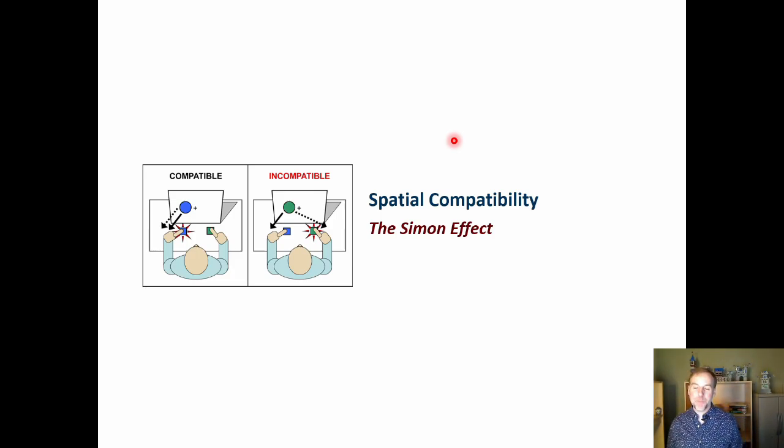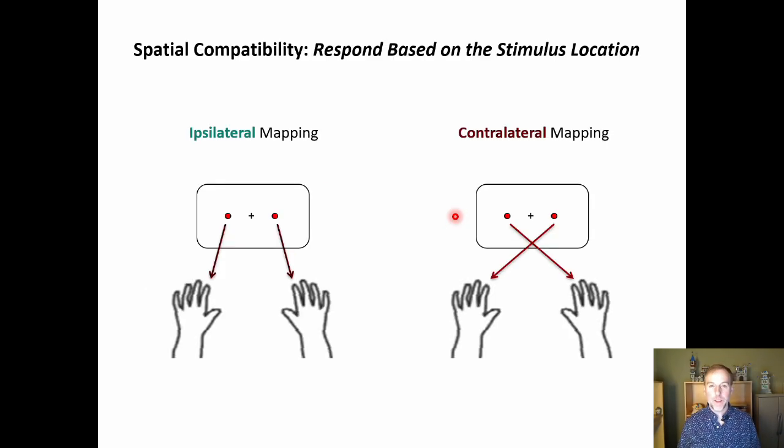One more compatibility experiment to look at before we end with kind of a fun applied example. Now this is the Simon task and the Simon effect. So far in the classic compatibility, arms crossed or not crossed, what you've been responding on is based on the location of the stimulus. So if it's on the left, do this. If it's on the right, do that. The location of the stimulus is vital to what you're doing in this task.